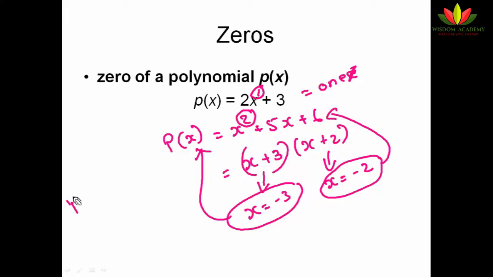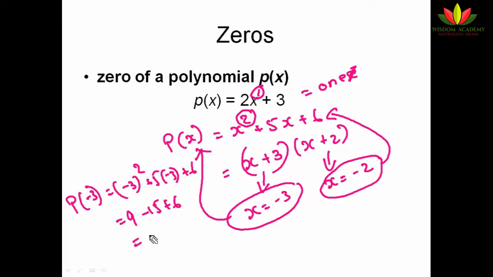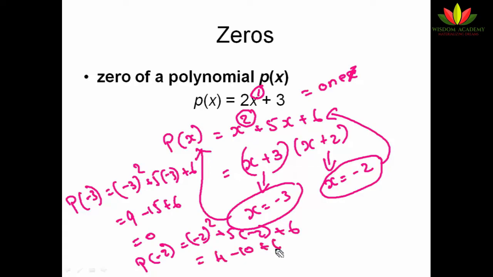We can check that. That is, p of minus 3 will be equal to minus 3 the whole square plus 5 into minus 3 plus 6. This will lead to 9 minus 15 plus 6, and this will be 0. Similarly, if I find the answer for minus 2 the whole square plus 5 into minus 2 plus 6, this will lead to 4 minus 10 plus 6, and this will also be 0. So these two are the zeros of the given polynomial.